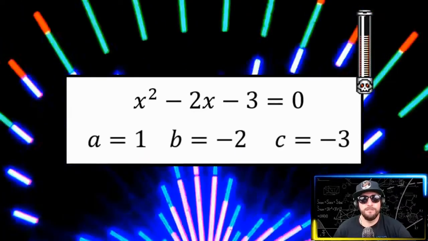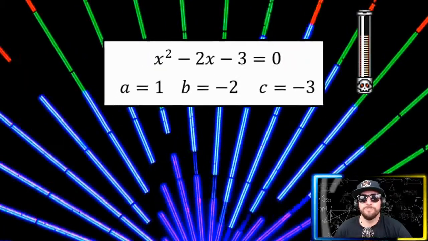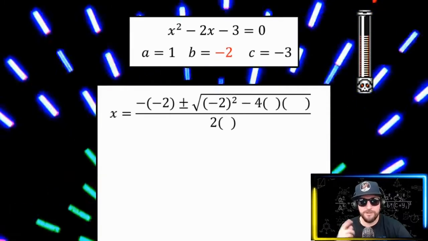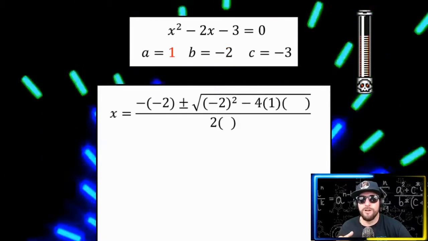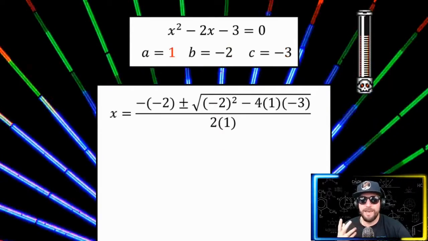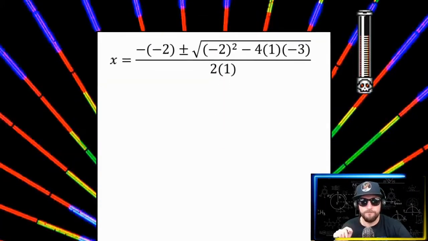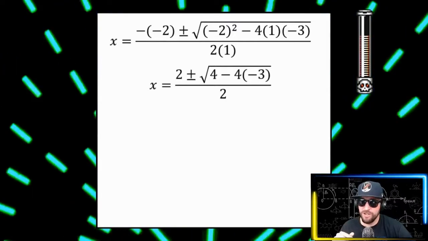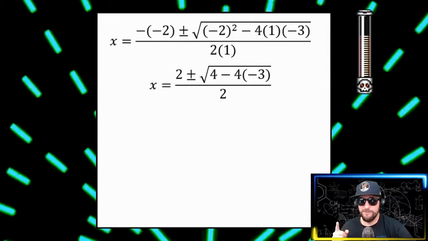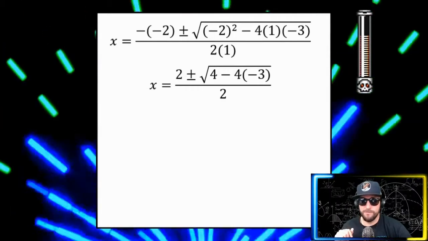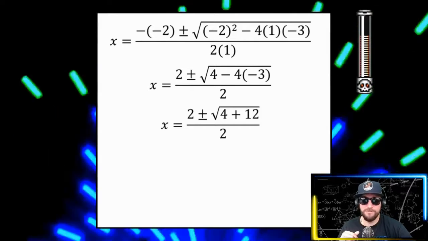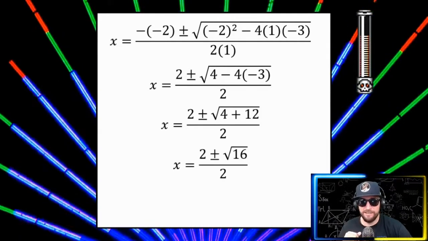A is 1. B is -2, C is -3. Plug it into my formula. Opposite of -2, plus or minus square root -2 squared, minus 4 times 1 times -3, over 2 times 1. Math time. Opposite of -2 is +2, plus or minus square root 4 minus 4 times 1 is 4 times -3. 2 times 1 is 2. -4 times -3 is +12. 4 plus 12 is 16.